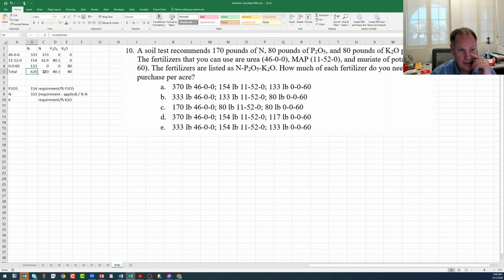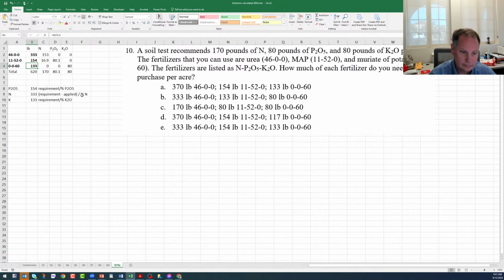Now, looking at our answers here, we've now applied 170 pounds of nitrogen, 80 pounds of phosphorus, and 80 pounds of potassium. I'll do this down here. So I said that was 80 divided by 0.6, and lo and behold. So my final answer is I need 333 pounds of 46-0-0, 154 pounds of 11-52-0, and 133 pounds of 0-0-60.